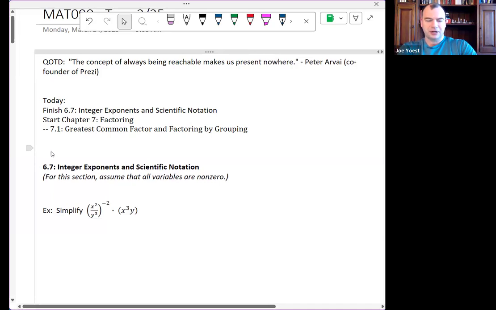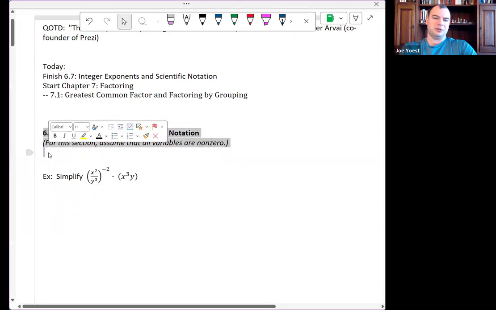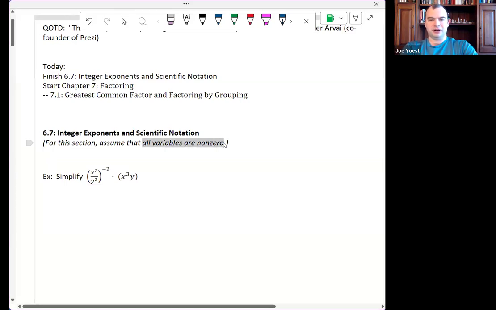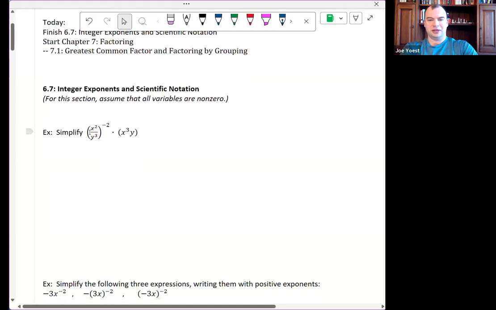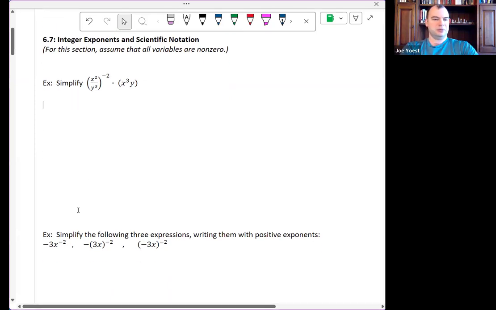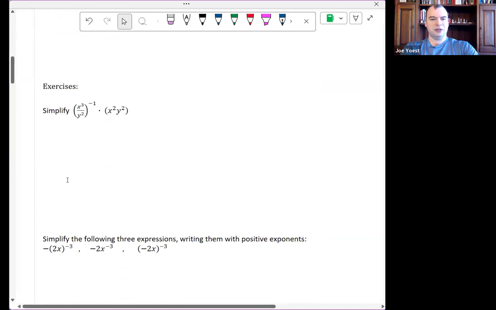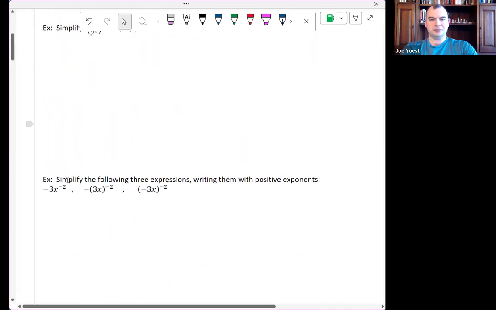Okay, so we're continuing on with Section 6.7, which we started last time. And remember, for this section, we're assuming that all of our variables are non-zero, so we're not explicitly writing out x can't be 0 and y can't be 0 at the end of each of these. That's assumed for this whole section. And just a quick recap of these two examples that we did last time, and then we're going to move on to two similar exercises.